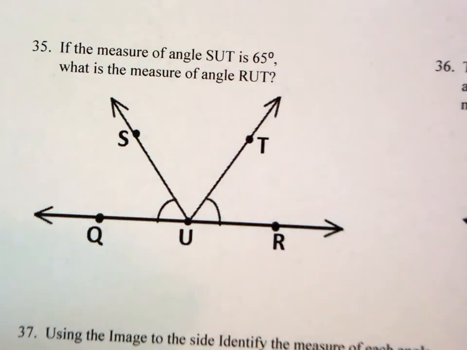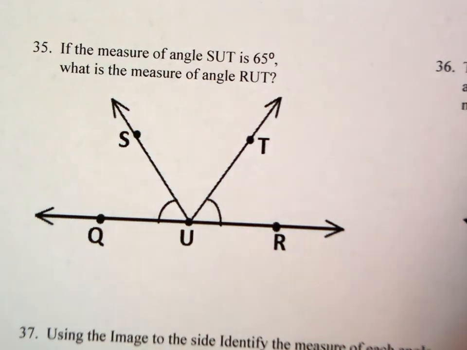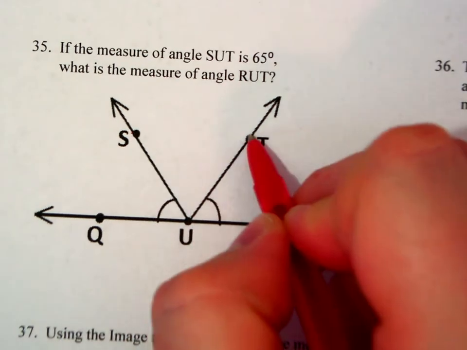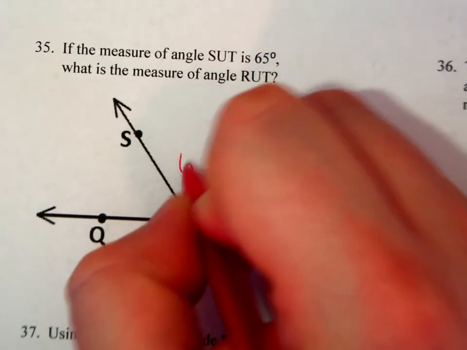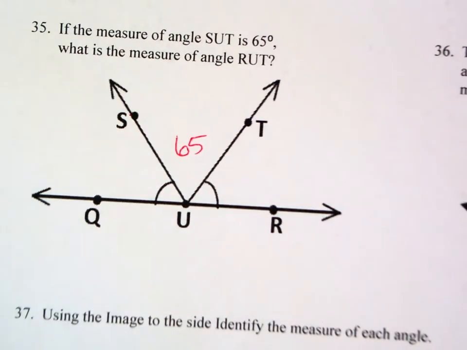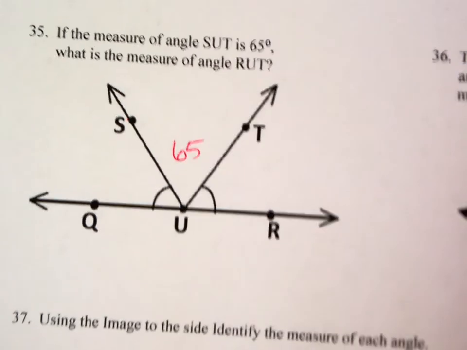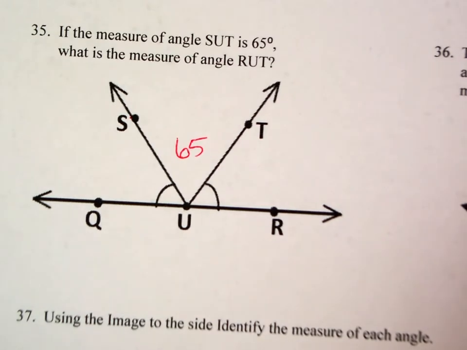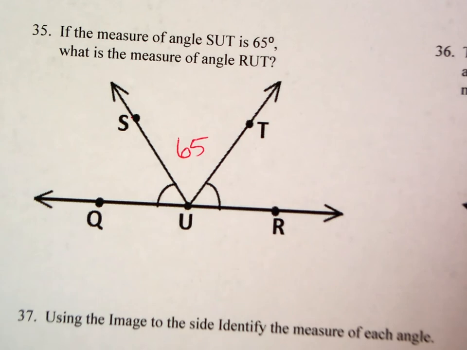Problem 35. If the measure of angle SUT, which is right here in the middle, is 65 degrees, and I've told you in class several times, go ahead and write in these angles. It's going to make your life so much easier. 65 degrees. What is the measure of RUT?